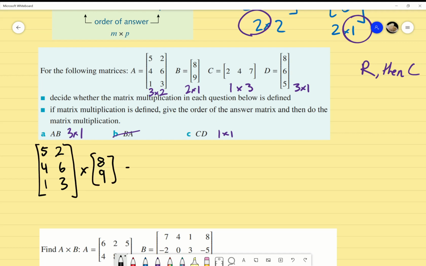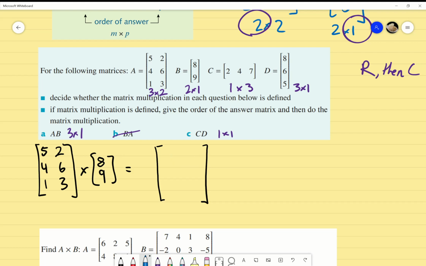Now I know that my final answer is going to be a 3 by 1 matrix, don't I? Okay, so I'm going to try my best to draw a 3 by 1 matrix, and let's try to understand it. The first value, the value that's meant to be fitting into this element right there, is our row 1, column 1. Agreed? Yeah. So row 1, column 1.